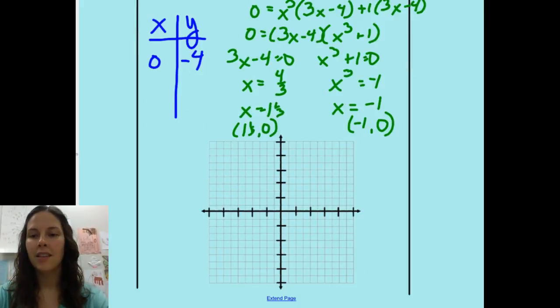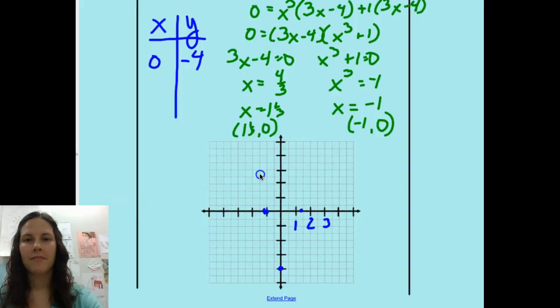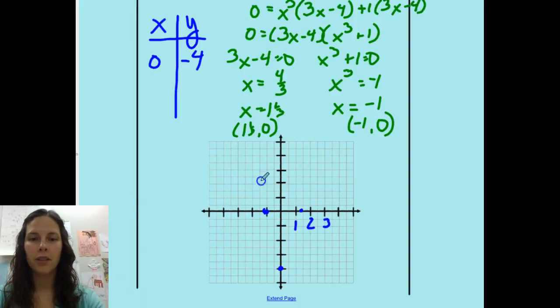Due to the scaling on this one, I'm going to call each of these 1. So my 0, -4 will be down here. -1, 0, and 1 1/3, 0. In this case, our graph will look like a parabola. We don't have more than one turning point between our zeros.